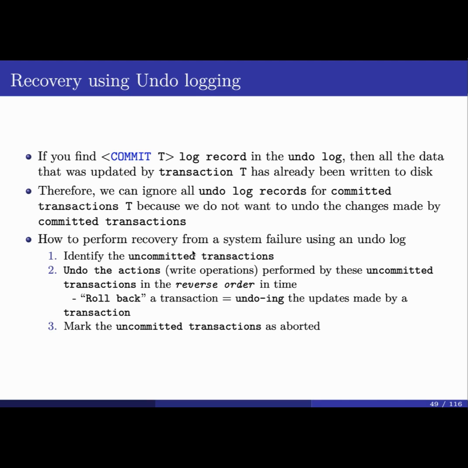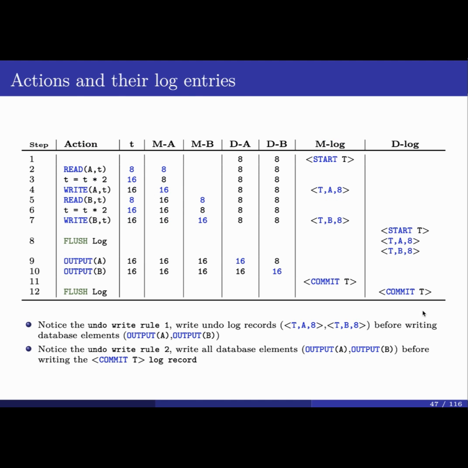So in order to perform recovery from the system failure using the undo log, I need to find what? I'm interested only in uncommitted transactions. You need to identify them. How many uncommitted transactions do you have? 5, 6, 100, 1 million, whatever. You have to list them. Then after that, you are going to go in the reverse order: take the log, start from the end of the log file and go backwards up to the beginning. Any action made by any uncommitted transaction, you have to reverse the action.